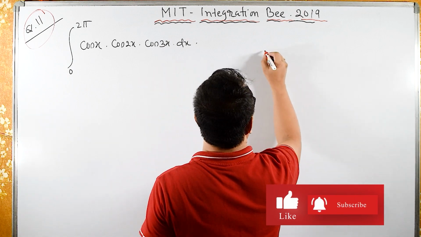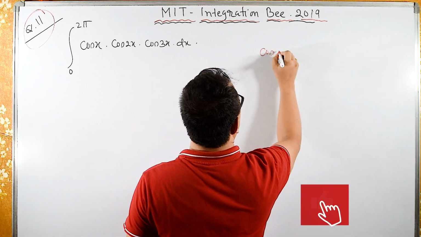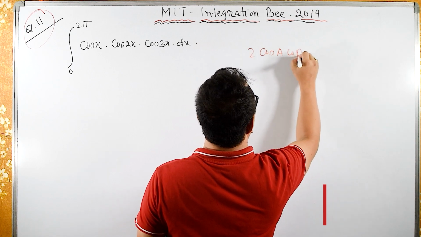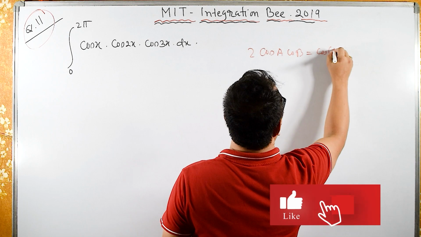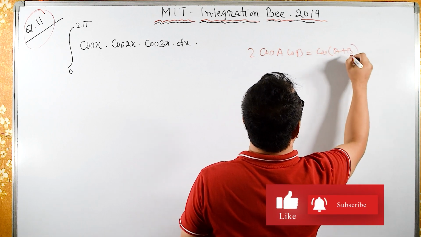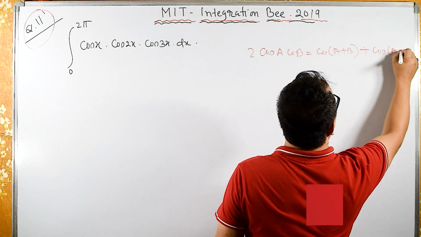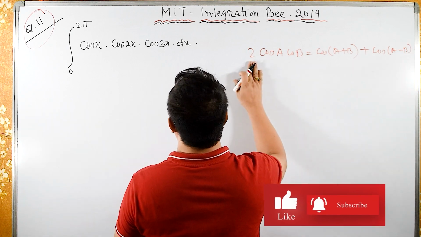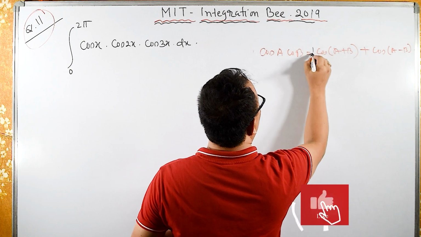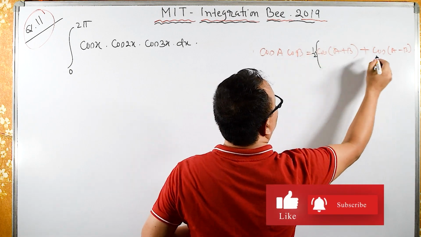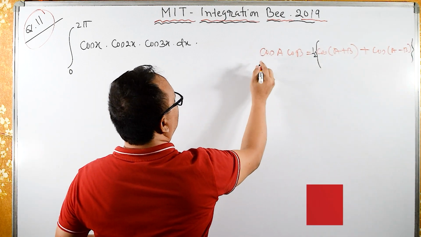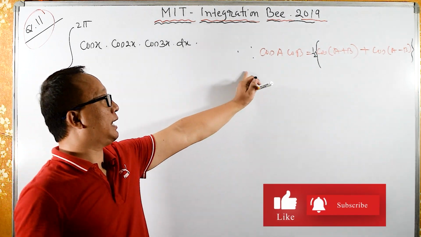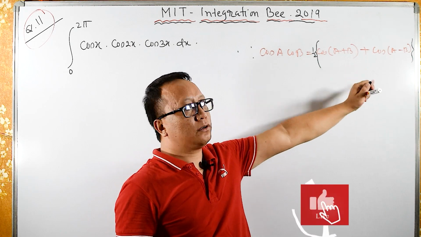We have 2 cos a into cos b equals cos of a plus b plus cos of a minus b. Or you can do one thing, you can send this 2 to the other side as half. Means if you have cos a into cos b, then this is the same as half into cos a plus b plus cos a minus b.